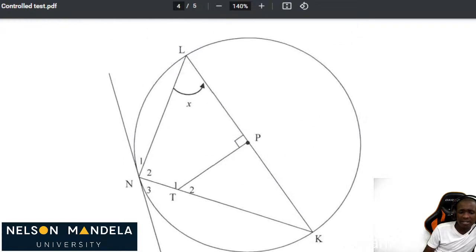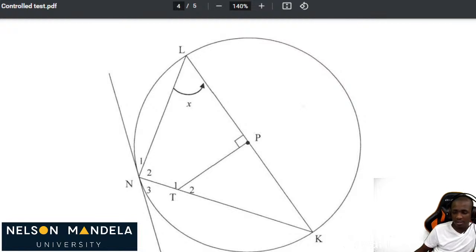How can you prove that it's a cyclic quad? How can you do that? How can you prove that it's a cyclic quad, guys?